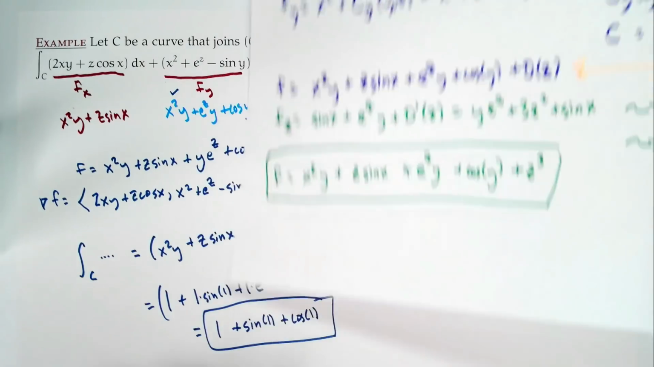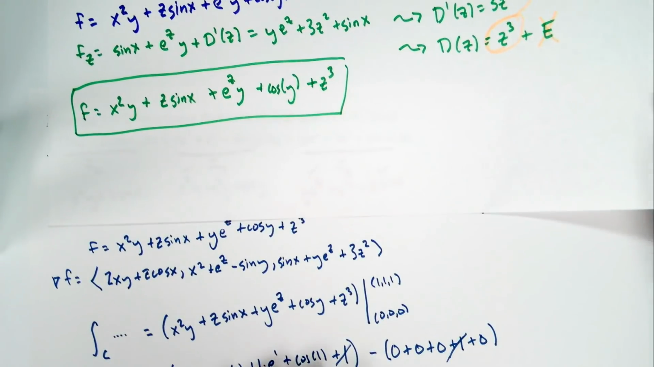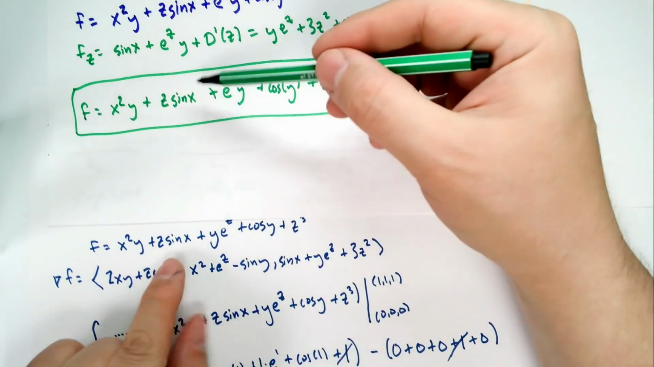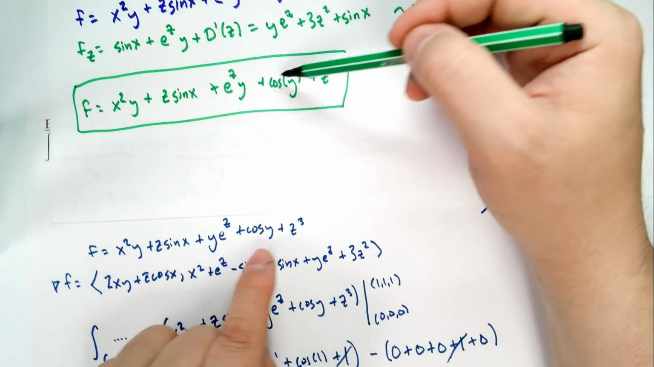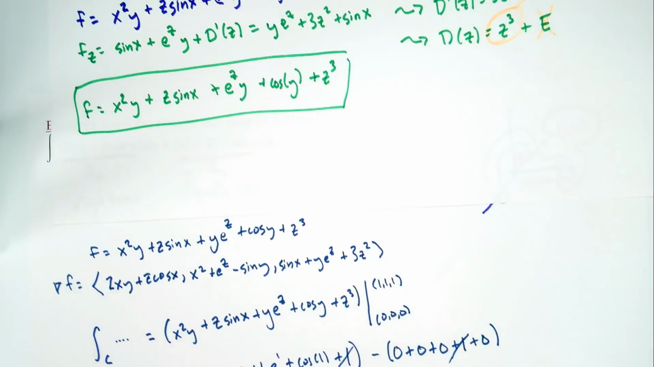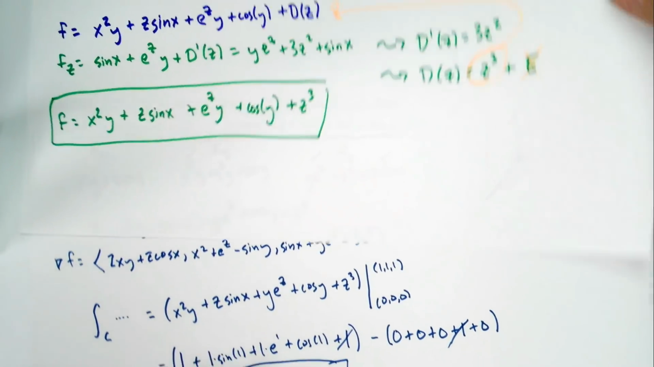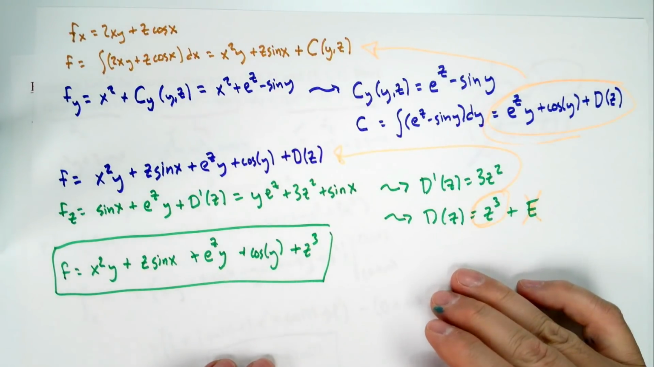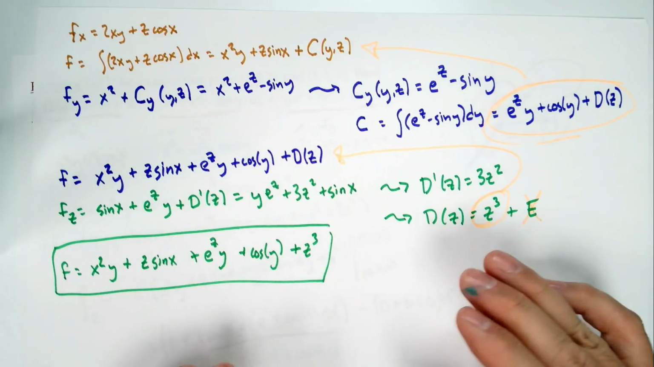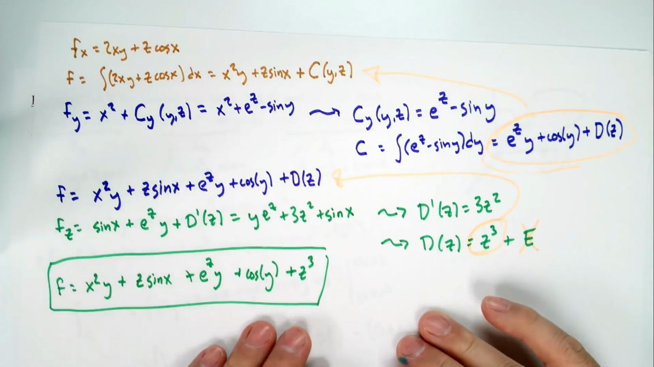Did we get the same as before? Well, let's check. We got the x squared y, z sine x, e to the zy, they're both those same. Cosine y, z cubed. Yeah, okay. Well, which method works? Well, they both work. You just have to choose which method works best for you. In some sense, this is a little bit longer process. It's more methodical, but you get to the same place.